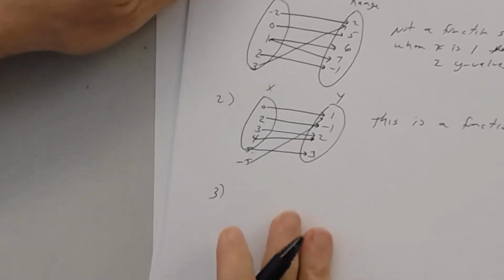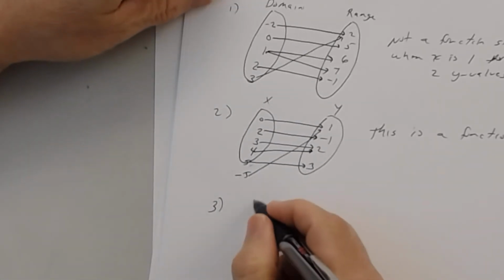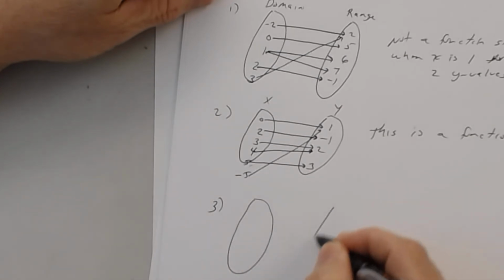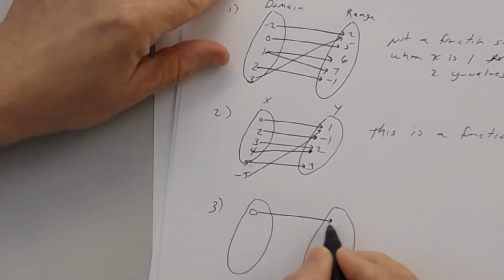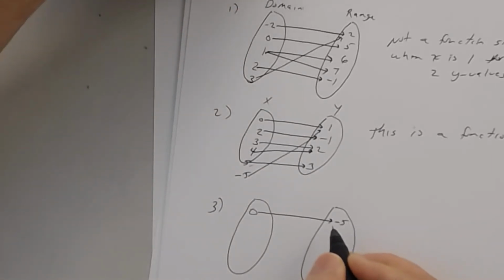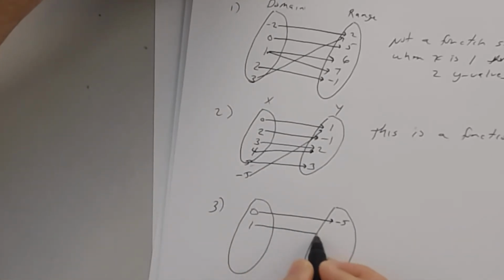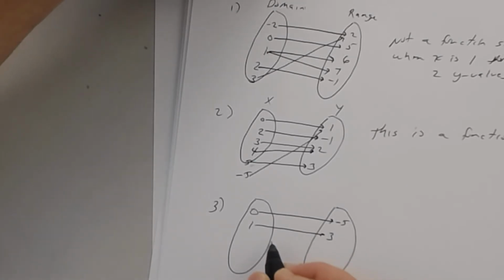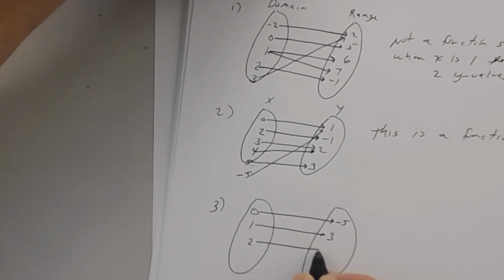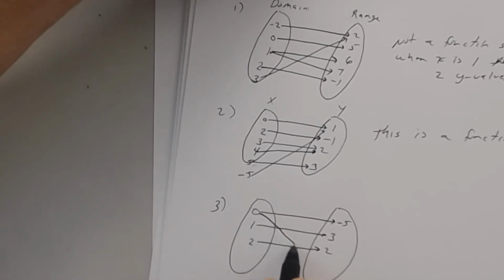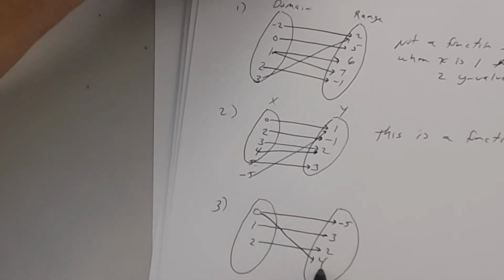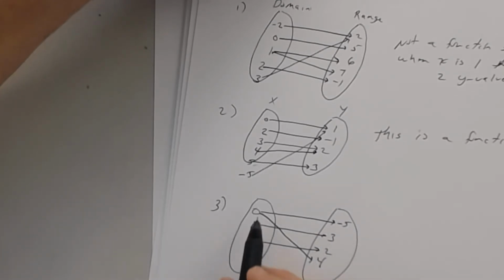Number 3. When x is 0, what's my y value? Negative 5. When x is 1, what's my y value? 3. When x is 2, what's my y value? 2. When x is 0, what's my y value? 4. Right away you know it's what? Not a function. Because when x is 0, how many y values do you have?